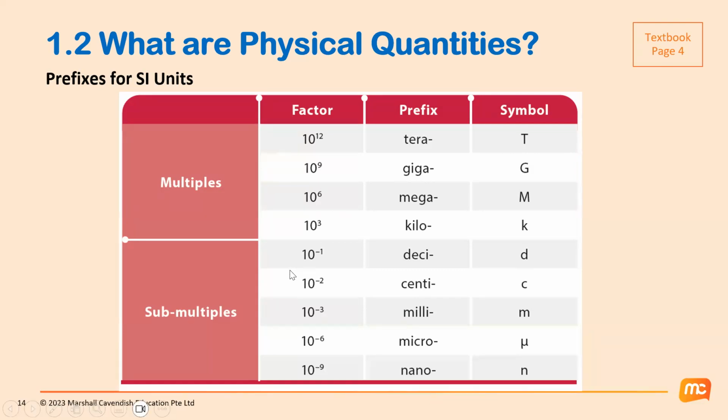And then smaller numbers are represented by the following prefixes. Things that are smaller, we usually represent by small letters, and things that are bigger, we represent by big letters, except for kilo. Kilo is still small k. Deci is small d, 10 to the power minus 1. Centi is 10 to the power minus 2. Milli is 10 to the power minus 3. Micro looks like a u with a longer tail at the front. This is micro, and it represents times 10 to the power minus 6. And then nano means times 10 to the power minus 9. So all these represent smaller numbers.